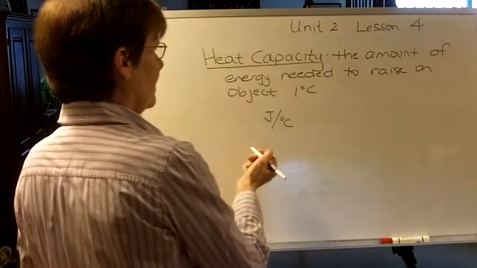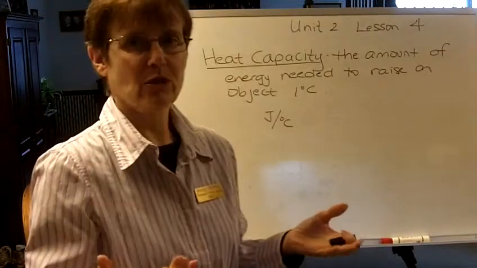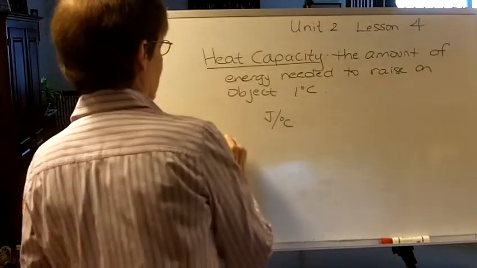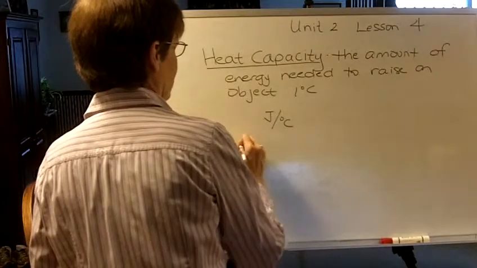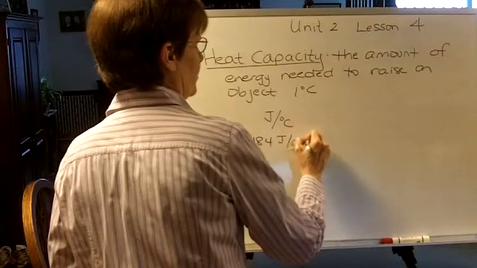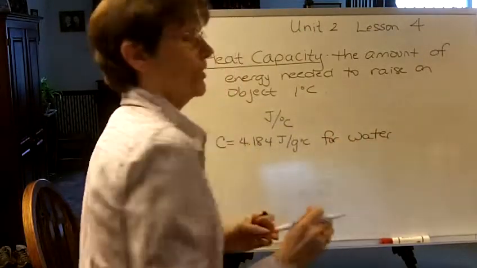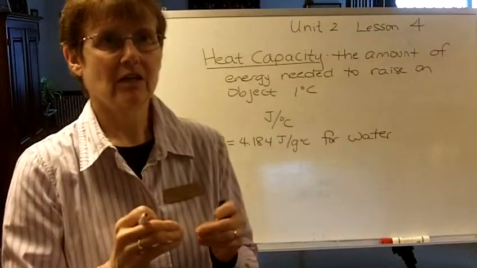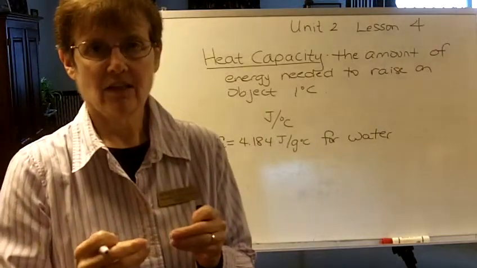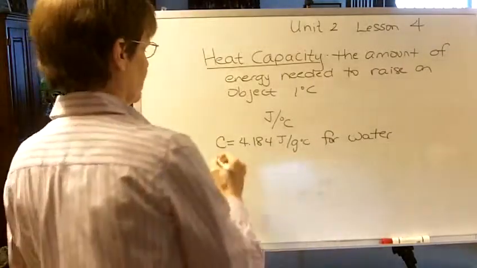So let's say that we're working with a substance, well, we can just use water because we know that, it's 4.184. So C, the specific heat, is 4.184 joules per gram degree C for water. So if I would like to find the heat capacity of, let's say, 175 grams of water.